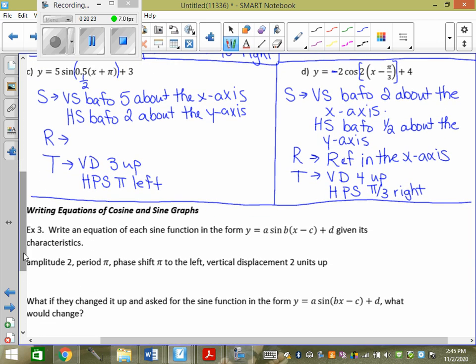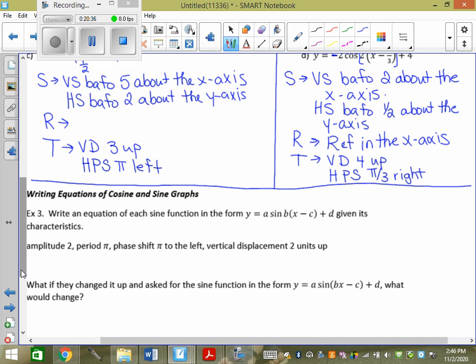Next, I'm going to give you information and ask you to write me an equation. So here it says, write an equation of each sine function in the form a sine bx minus c plus d, given the characteristics: amplitude of 2, period of pi, phase shift pi to the left, vertical displacement 2 units up. Now what if you changed it up and asked for the sine function in the form y equals a sine bx minus c plus d? I want this in this form. It has to be in this form. Okay? And I should say a is greater than 0. That's my fault.